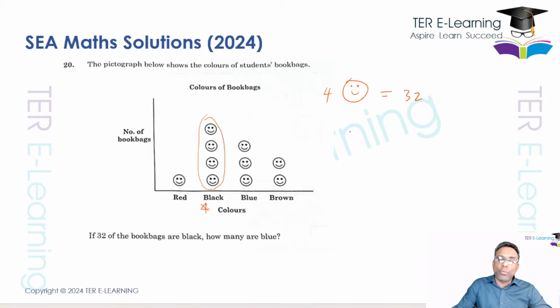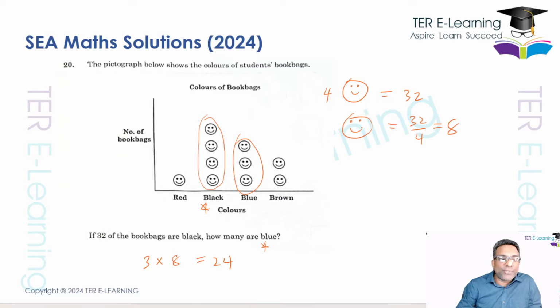So what I can do is figure out what one smiley face is, right? So one smiley face is simply going to be 32 divided by 4. That's going to give me 8. So I know what each smiley face represents. And what we want to work out now is how many are blue. So in this case, you have 3 smiley faces. So therefore, for blue, all we need to do is to take 3 and multiply by the value of one face, which is 8. So you're going to get 24, right?